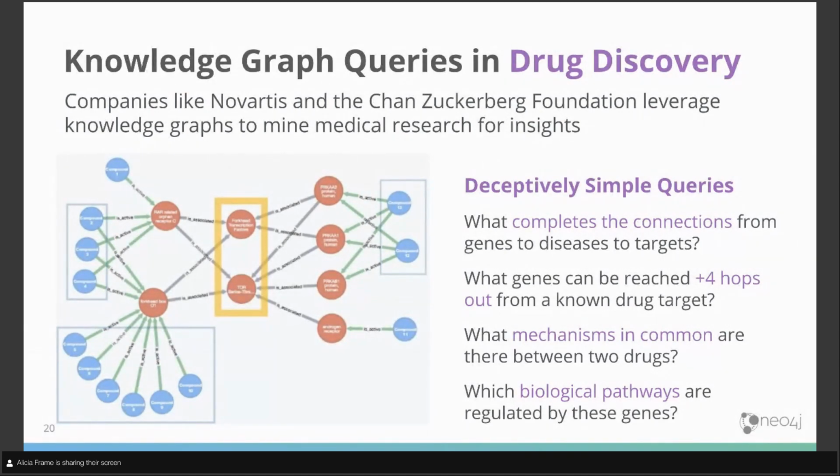So I have a drug target. How many genes are associated in the same pathways as that gene of interest? What mechanisms in common are there between 2 drugs? Which biological pathways can be regulated by these genes? So once you've pulled all your data in, you're connecting all these different concepts across different verticals, it becomes really easy to start traversing that graph and just answering questions that you wouldn't really be able to get at otherwise.